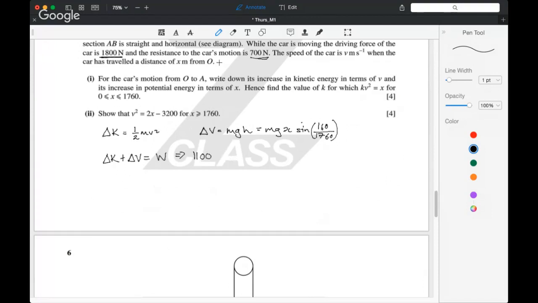So this is a force. Work is not a force, it's an energy, but it's being applied over a certain distance. So work is just equal to force times distance. So this is 1,100 times x, because we're at some point x along the ramp, and it's been exerting this force the whole time. So the net work done is 1,100x. So this is equal to 1/2 mv squared plus mgh, and you can get this into a form that they've asked for.